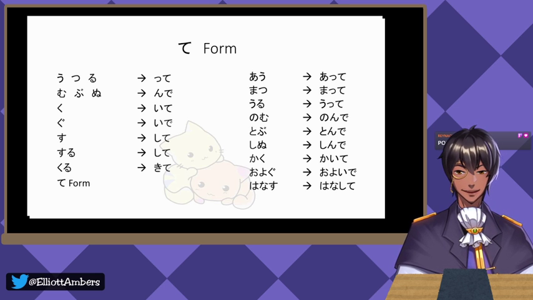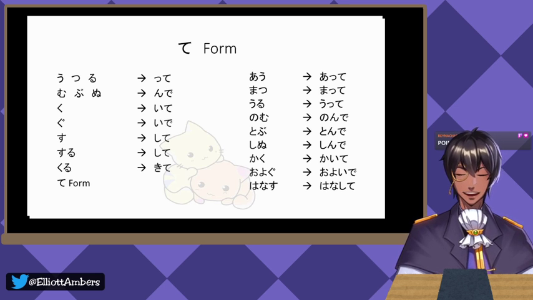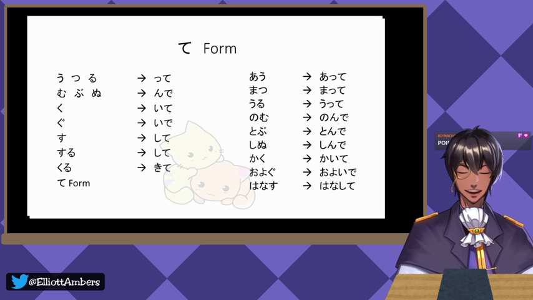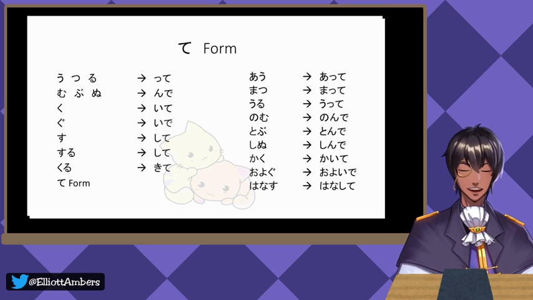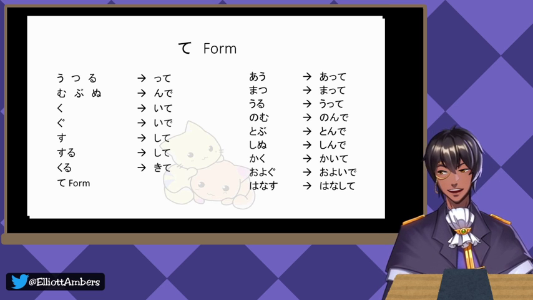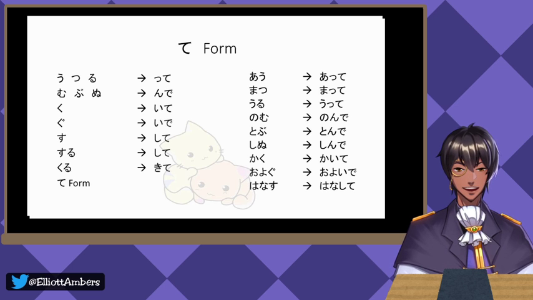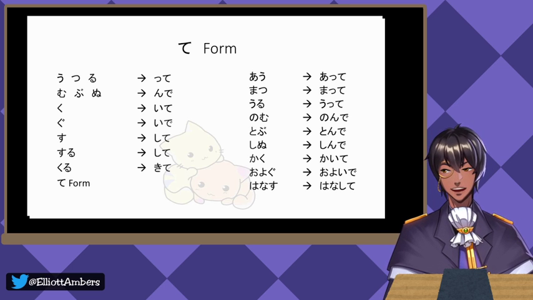Then mu, bu, nu: nomu, to drink, becomes nonde. So instead of drinking, it's please drink. Tobu, I don't know what tobu actually is, becomes tonde. Oh, I think that might be to fly. Tobu and then tonde. And then shinu, as we said earlier, becomes shinde.